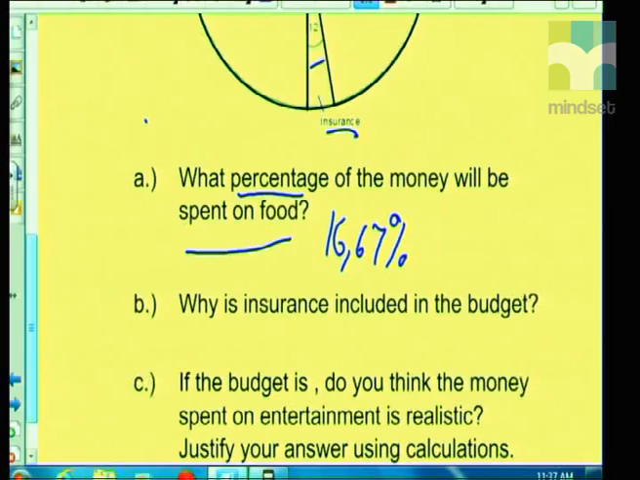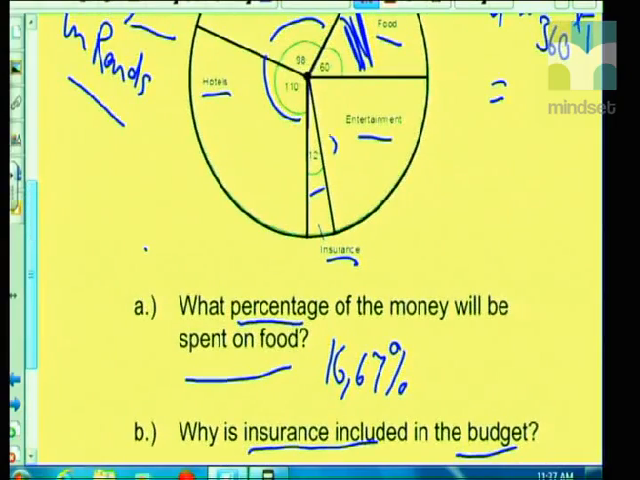Now, what does the next question say? Why is insurance included in the budget? Now, that's a very important question. Let's have a look. Doesn't occupy a big amount, only 12% of the budget. But guys, there's nothing worse than going on a trip, whether it's locally or whether it's internationally, and somebody doesn't have the right clothing. Somebody doesn't have their bag because it's been lost or it's been stolen, and you need to replace it. Now, that's why we have travel insurance.